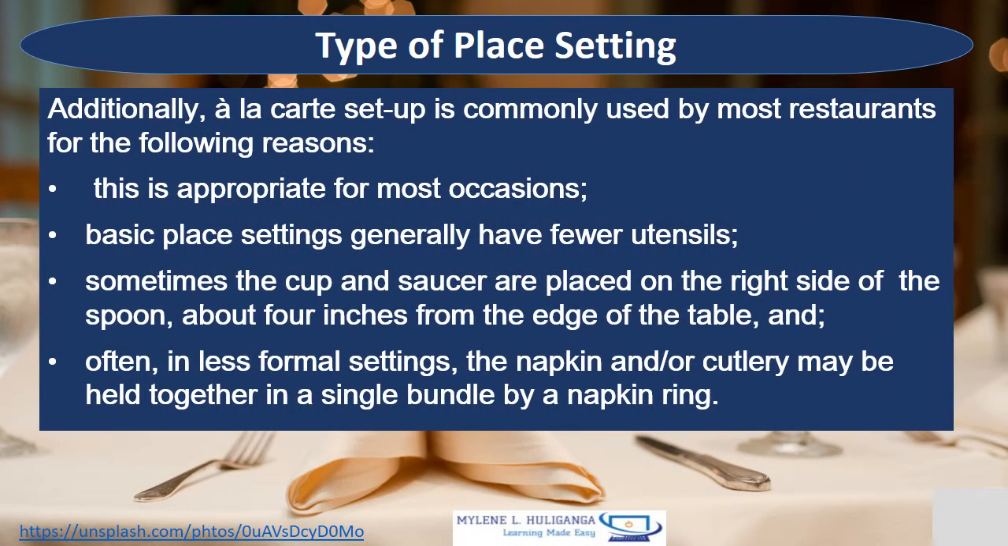Additionally, a la carte setup is commonly used by most restaurants for the following reasons. This is appropriate for most occasions. Basic place settings generally have fewer utensils. Sometimes the cup and saucer are placed on the right side of the spoon, about 4 inches from the edge of the table, and often, in less formal settings, the napkin and/or cutlery may be held together in a single bundle by a napkin ring.